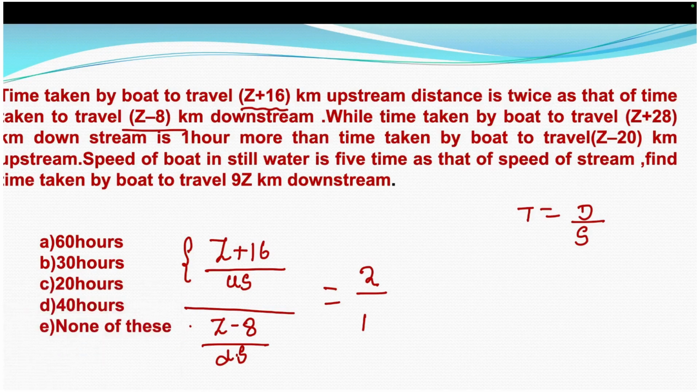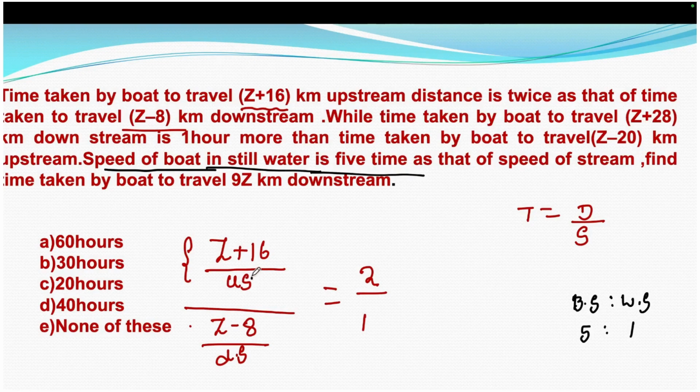Next statement, see what they have given. The time taken by the boat to travel Z plus 28 kilometer downstream is 1 hour more than the time taken by the boat to travel Z minus 20 kilometer upstream. And they have also given one more clue: the speed of the boat in still water is 5 times that of the speed of the water, which means the boat speed to water speed is given. So boat speed is 5 times that of the water, meaning 5x and 1x.